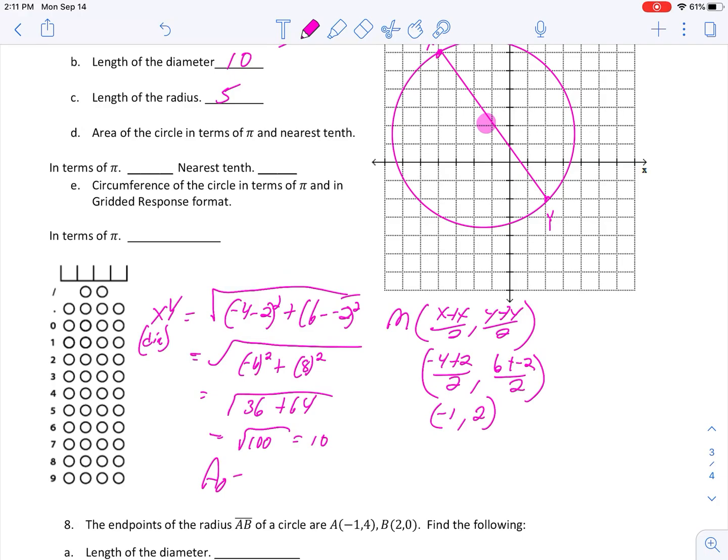Now part D, give me the area. So the area of a circle we know is pi r squared. The radius, you better make sure you use the radius, is 5, so that gives 25 pi square units. Go to your calculator, type in 25 pi. Use the pi key on your calculator. Nearest tenth it says, 78.5.